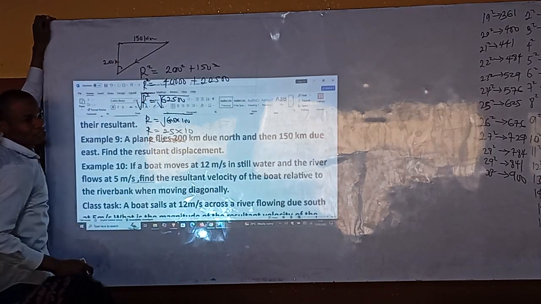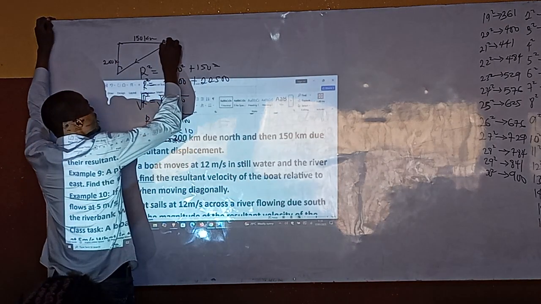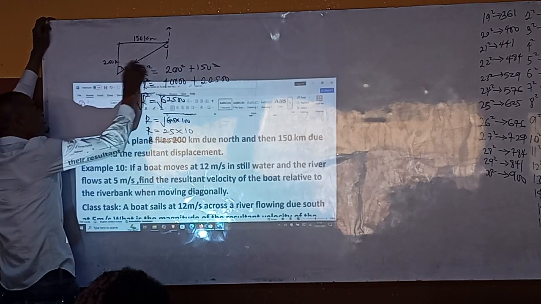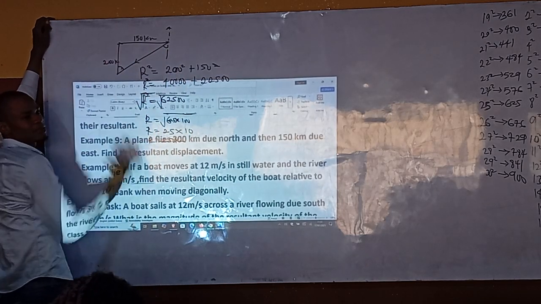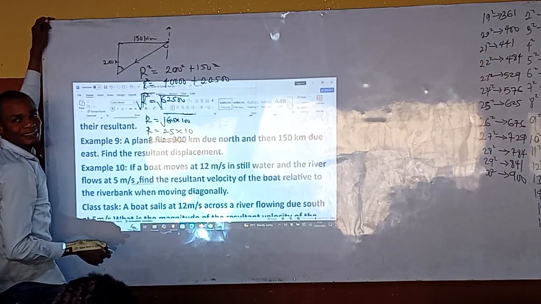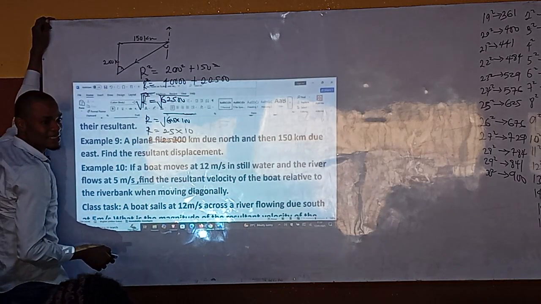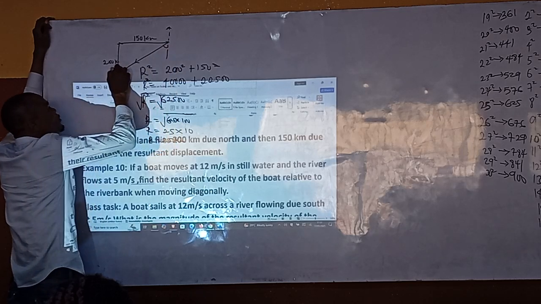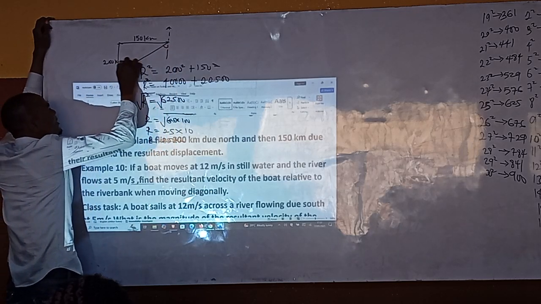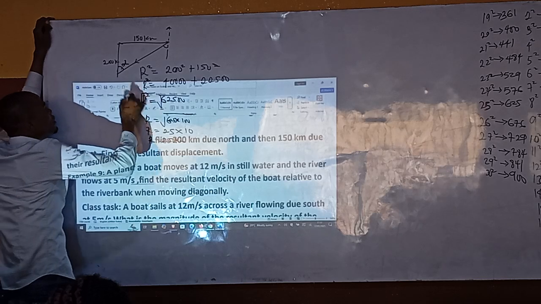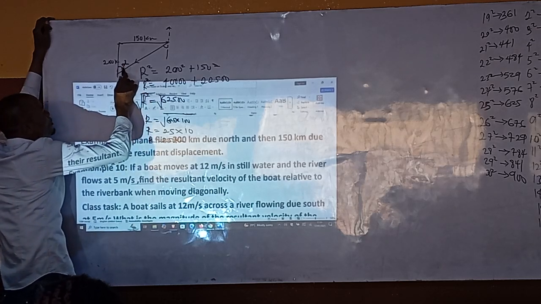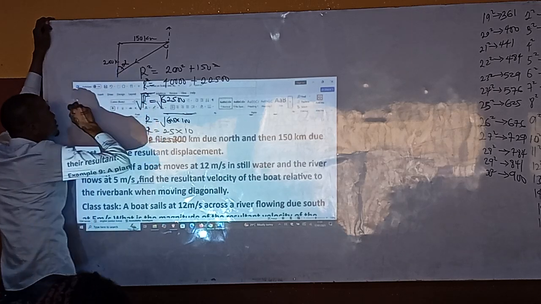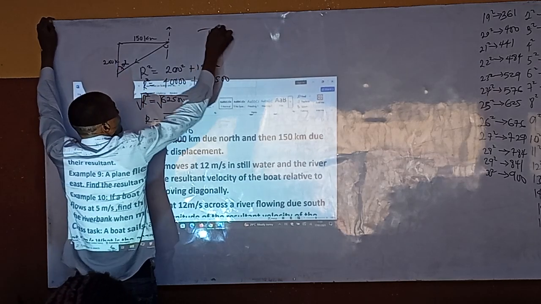You can use this to get your direction. You can also do that like this also. This and this, they are the same. Alternate angles. So if you like, use this place. Get your direction here. Just say alpha. If you like, you can get your direction here. Alpha is what? That's tan what?